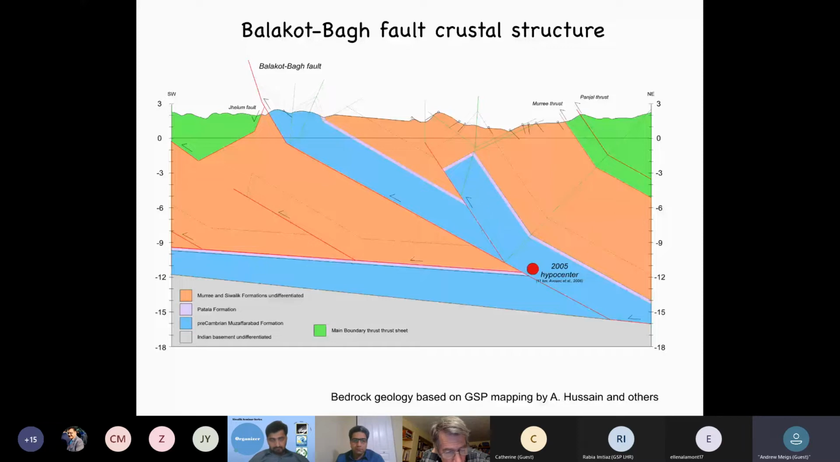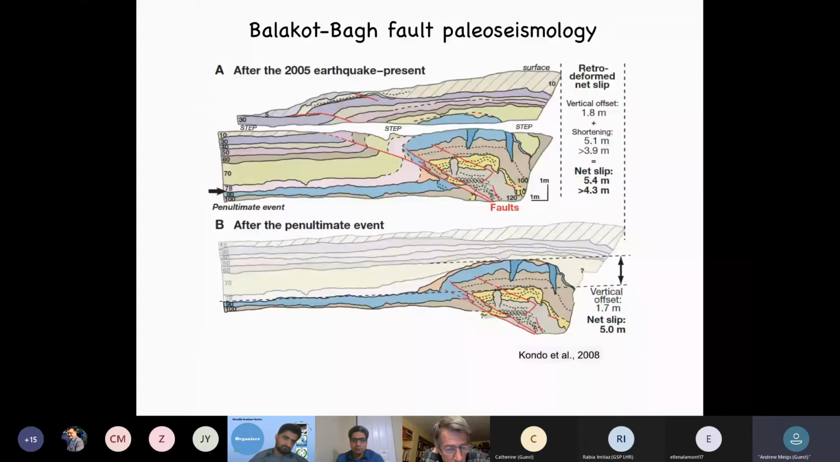Immediately after the earthquake, a team of Japanese scientists partnered with the GSP to dig trenches across the Balakot Bagh Fault. And these are graphics from their trenches, not the actual pictures of the trenches themselves. But these are the faults here in red. And the sediments that were deformed in the 2005 earthquake are these purple colored rocks, including the rupture to the Earth's surface on this strand right up here.